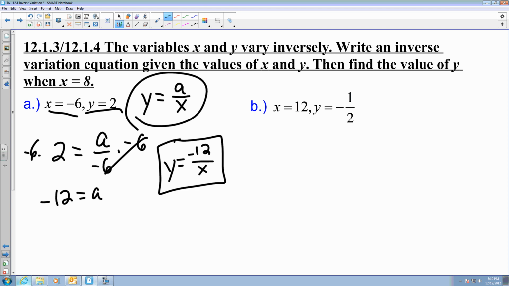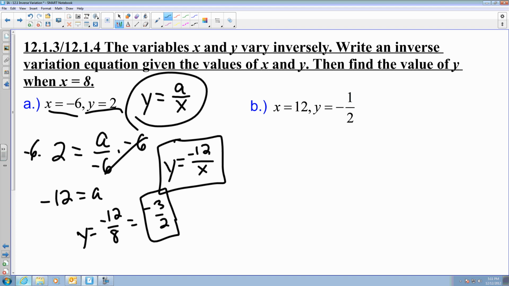The second part of our problem is I need to know what y is when x equals 8. All I need to do is substitute 8 in for x, so I have y equals negative 12 over 8. And I can reduce this to negative 3 over 2. So when x is 8, my y is negative 3 over 2.